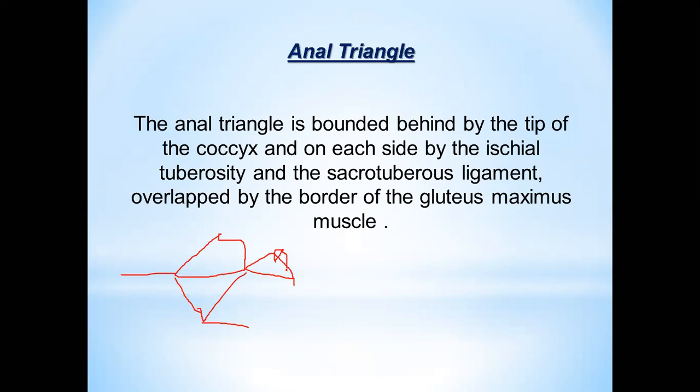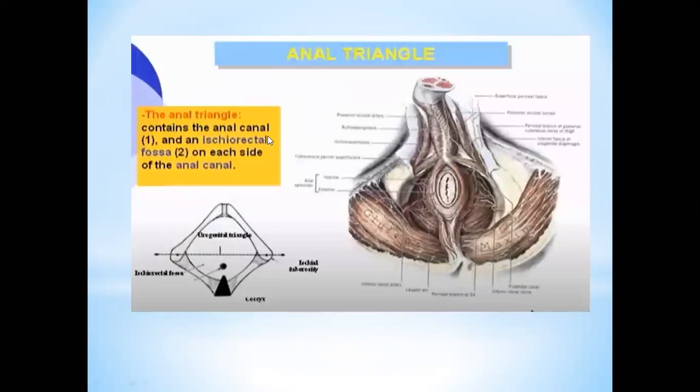Now, what is the content of this anal triangle? What does this anal triangle contain? If you see here, this is the anal triangle, and this is the urogenital triangle. This is the coccyx bone. These are the ischial tuberosities.